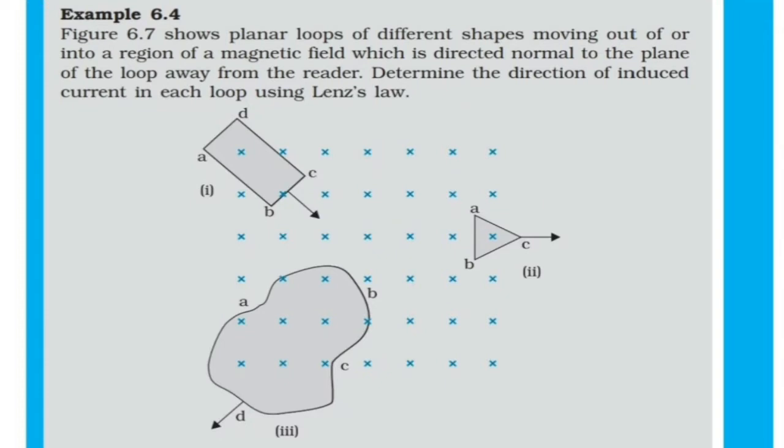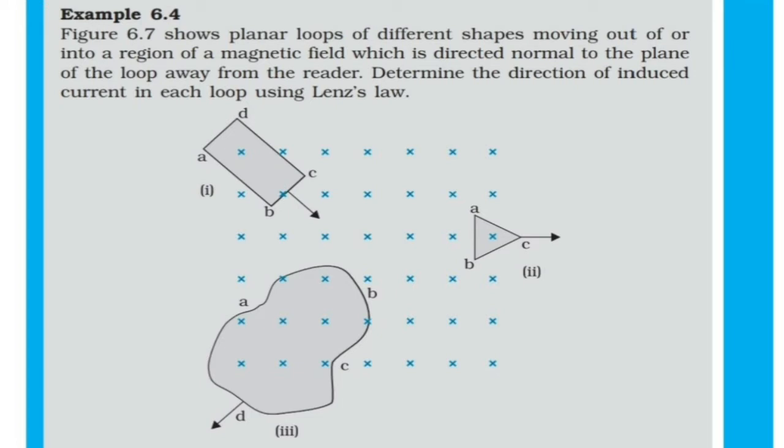First, example 6.4. Figure 6.7 shows planar loops of different shapes moving out of or into a region of a magnetic field which is directed normal to the plane of the loop away from the reader. Determine the direction of induced current in each loop using Lenz's law. So here the cross symbols show the direction of the magnetic field. So the magnetic field is into the plane.